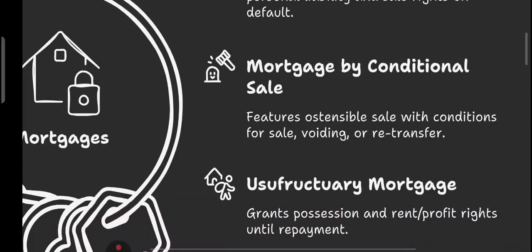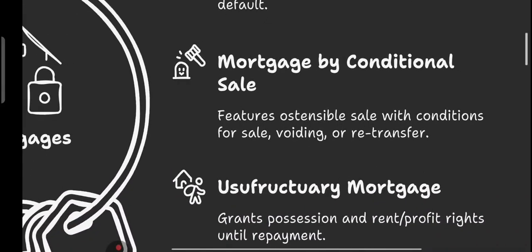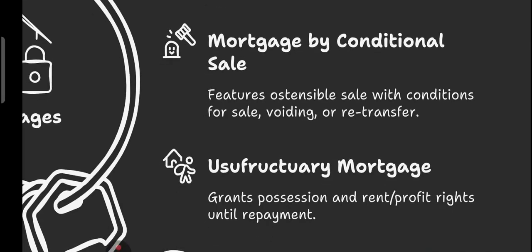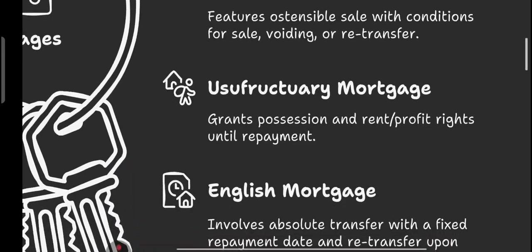Then we have mortgage by conditional sale. This one looks like a sale, as the name itself suggests, but with a catch. What is the catch? If the borrower repays, the sale is cancelled. If not, the lender may get full ownership. If you go through the book, there is a typical hard term which they have written, and I am trying to provide you the same content in the simplest way possible. Then we have something called usufructuary mortgage.